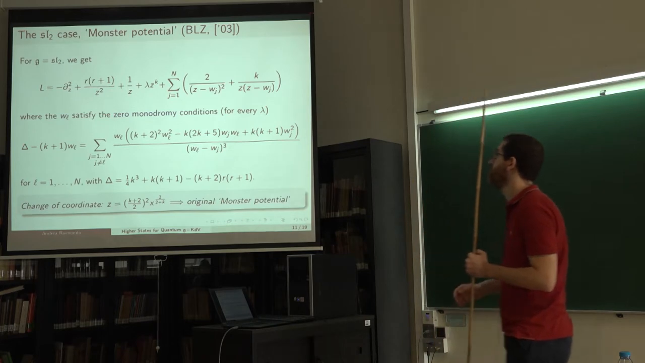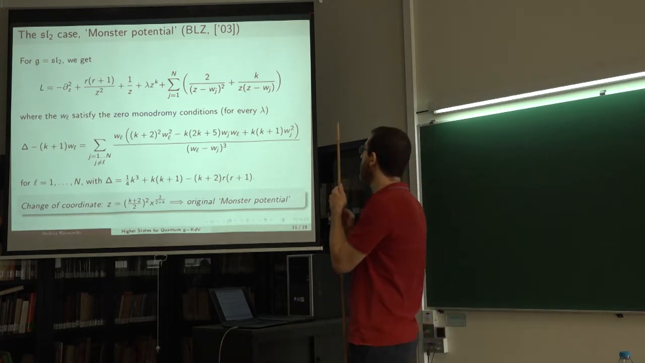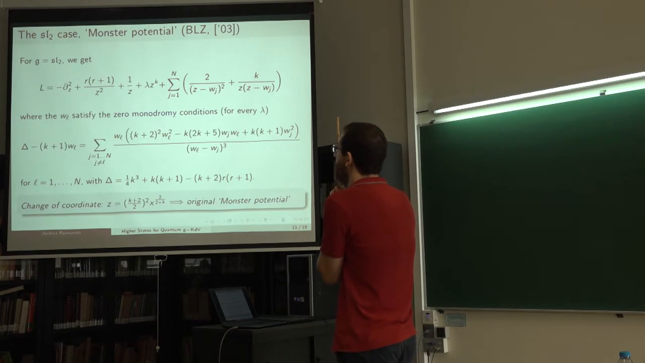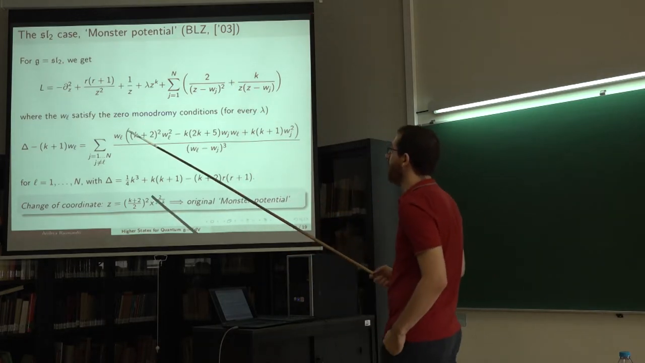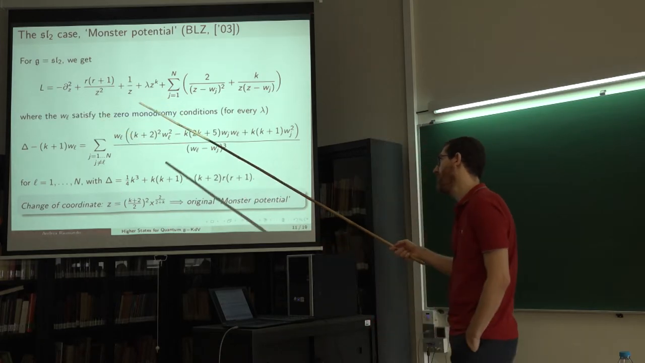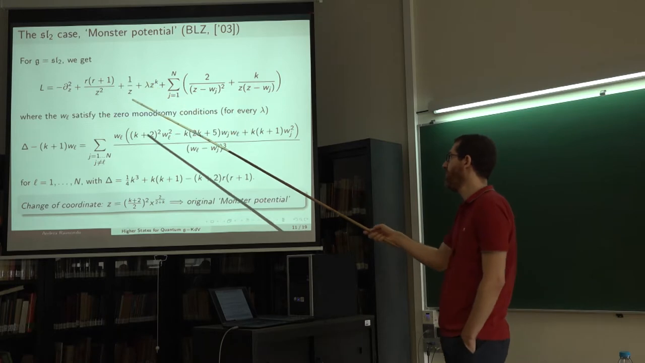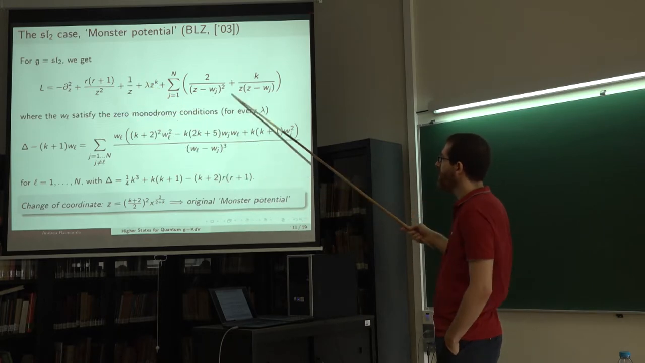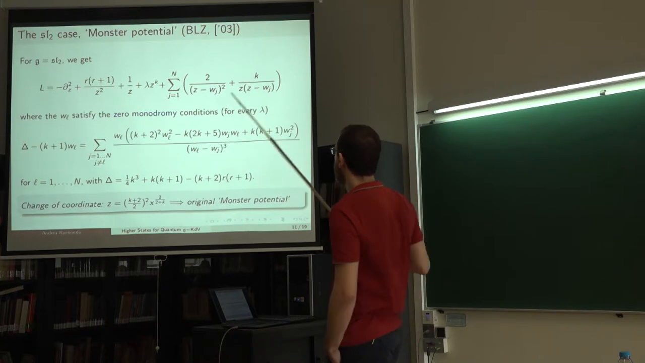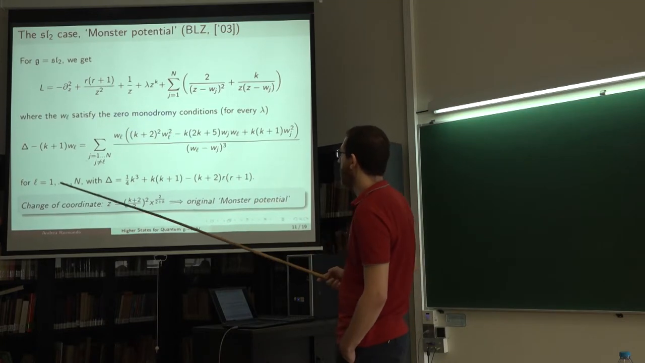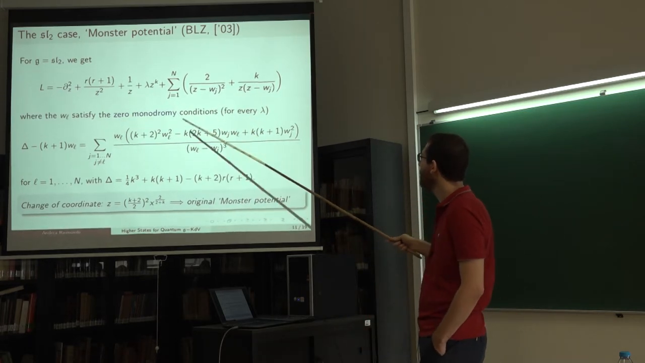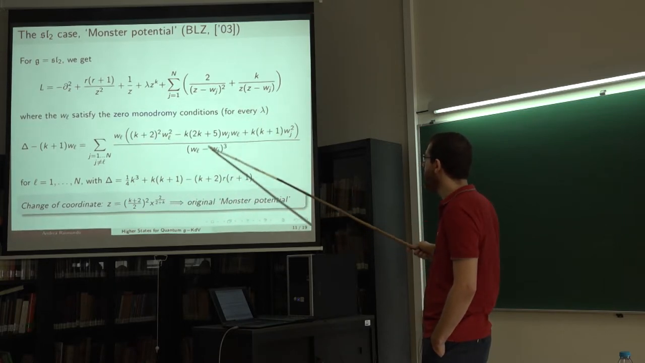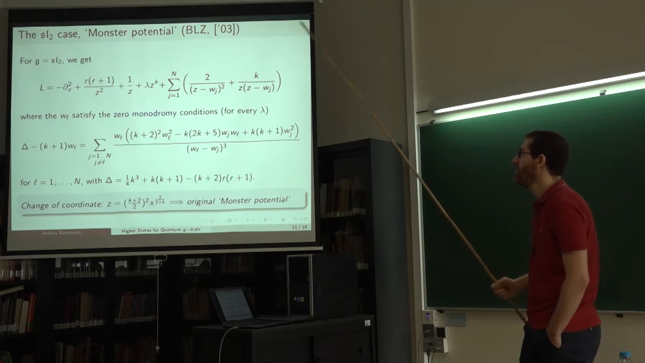Just to relate this with the previous works, the SL2 case was already covered in the literature. It was done by Bazhanov, Lukyanov, and Zamolodchikov. If you write the quantum KdV oper, which was shown before, in the scalar gauge, as a Schrödinger operator, you get this operator here. And of course, the W satisfies trivial monodromy conditions for every lambda. These are the conditions that you find, and this is the oper.